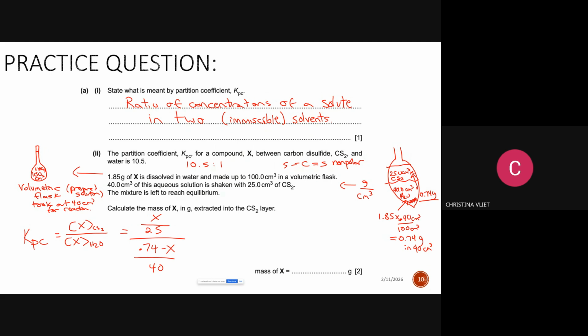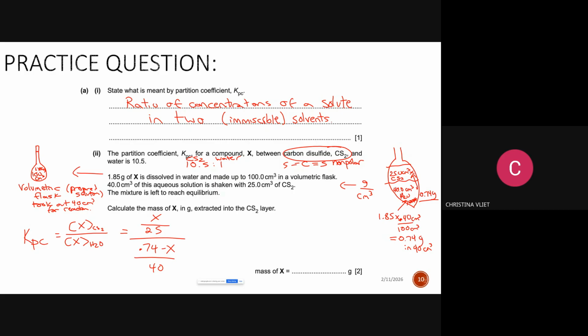We still need the number for KPC. What was the number? Yes, I have a question. Why does the x over 25 shouldn't that go at the bottom? Because it's a y. No. The terminology tells you what goes on the top and what goes on the bottom. The KPC, look at the first sentence again. For compound X between carbon disulfide, that means CS2 is 10.5 and water is 10.5. The ratio says CS2 is on the top and water's on the bottom because that's the number they gave us. If you want to flip it, you can, but it ain't going to be 10.5. It's going to be 1 over 10.5. To do the math right, you could flip the ratio, but then that number changes. You see what I'm saying? Because it's a ratio between the two.